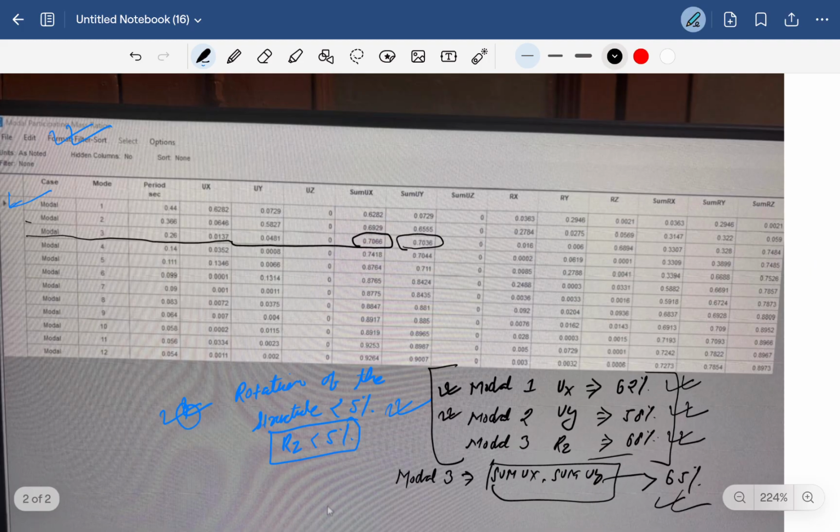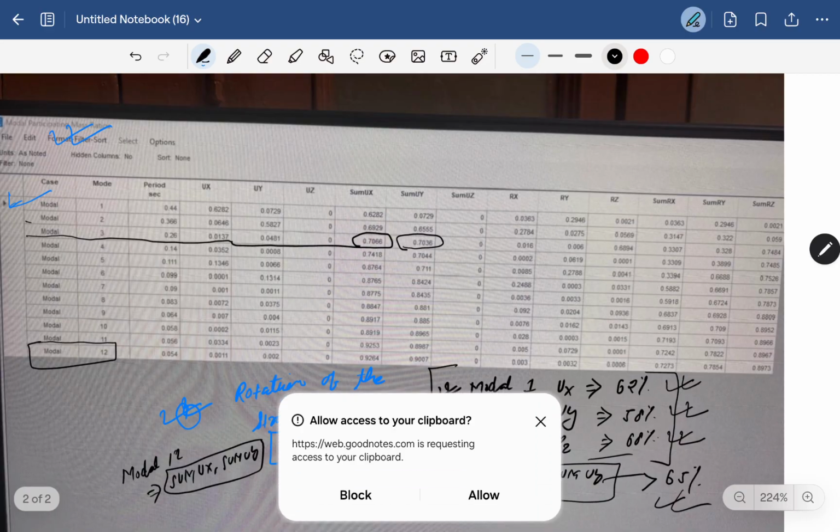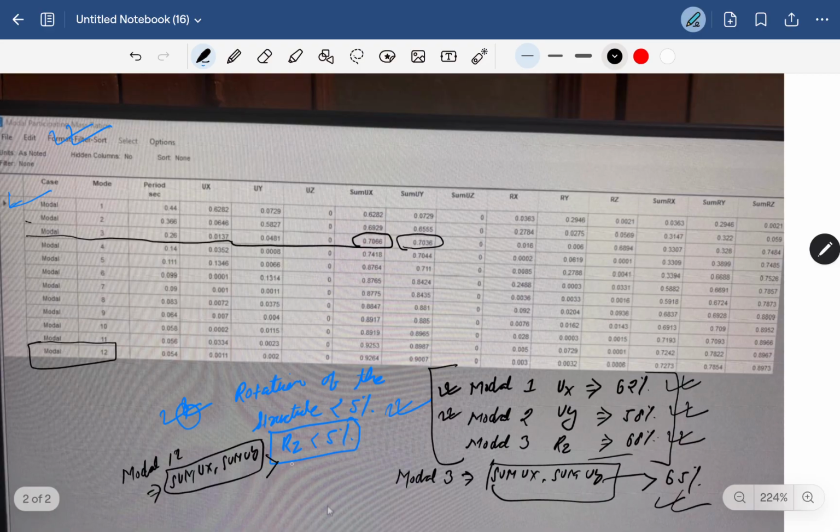Now we generally check model 12, the last mode. In model 12 the value of sum of ux and sum of uy should be greater than 90%. If it is okay then we say that structure is safe. It should be equal to or greater than 90%, then it will be okay. So we see that in model 12 sum of ux value is 92%, sum of uy value is 90%. So our structure is safe against this also.